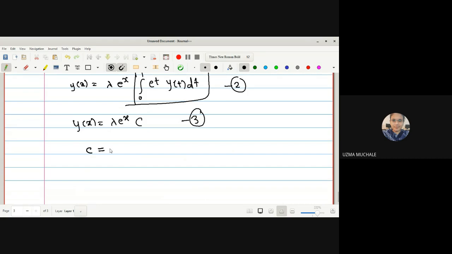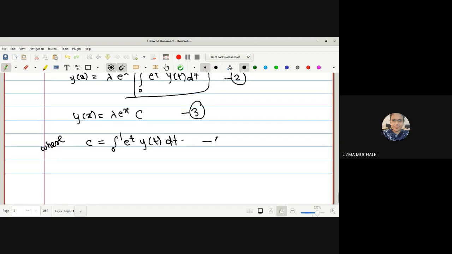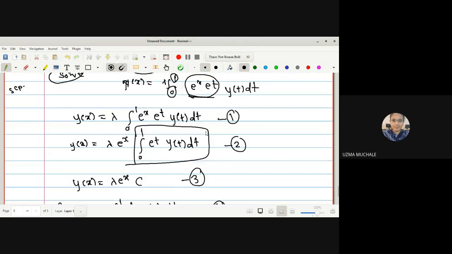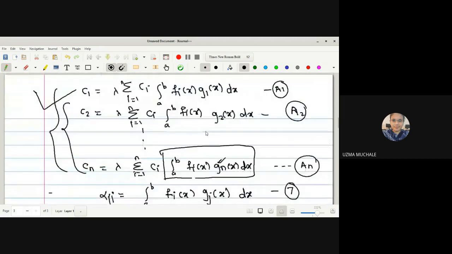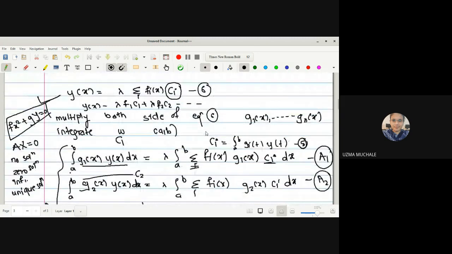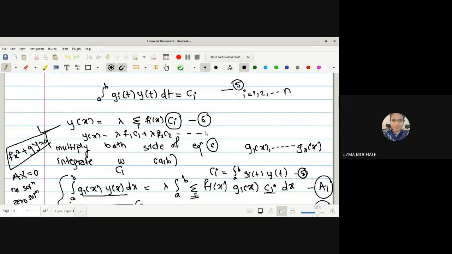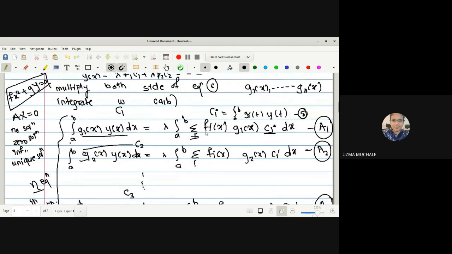So here, what is c? c is nothing but integration 0 to 1 e raised to t y of t dt. This is equation number 4, since the value of c is important. Now let me go back to whatever we have seen in the method. Here also we have done this, equation 6. After renaming the value of this constant, we have y of x equal to lambda, the terms of x into constant. In the next step we multiplied, and so on.